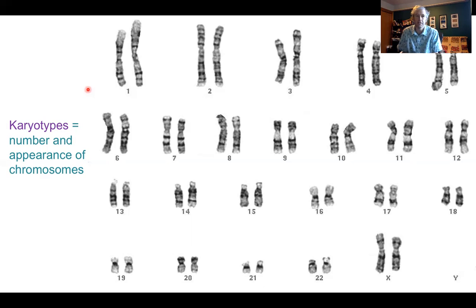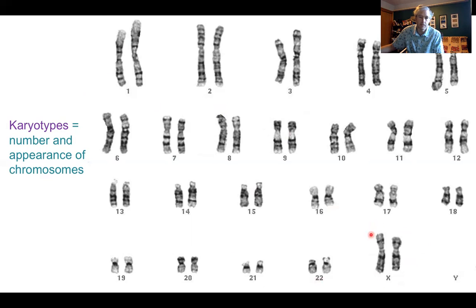Look at the number of pairs of chromosomes and tell me what this karyotype is. Or think about it, you can't obviously tell me. So this is the karyotype for a human female. We know that because it has 23 pairs of chromosomes, like humans do. And then we know this one is a female because it has 2 X chromosomes.